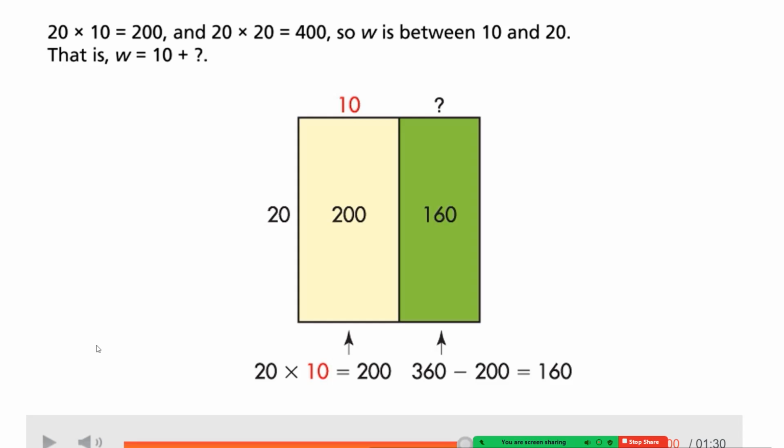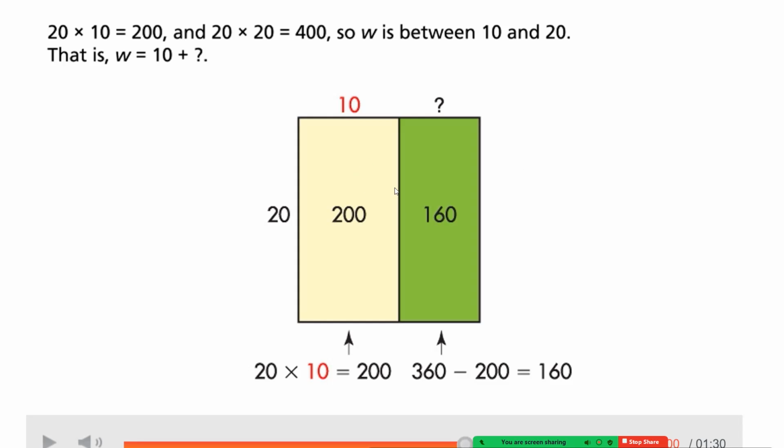Okay, so here let's pause and take a look at what they did. Now, they know that the total area was 360. So they figured that 20 times 10 is 200, but 20 times 20 is 400. So it's got to be more than 10 and less than 20, this unknown side. So we know at least part of it is 10. 20 times 10 is 200. So this is just one of our area models.